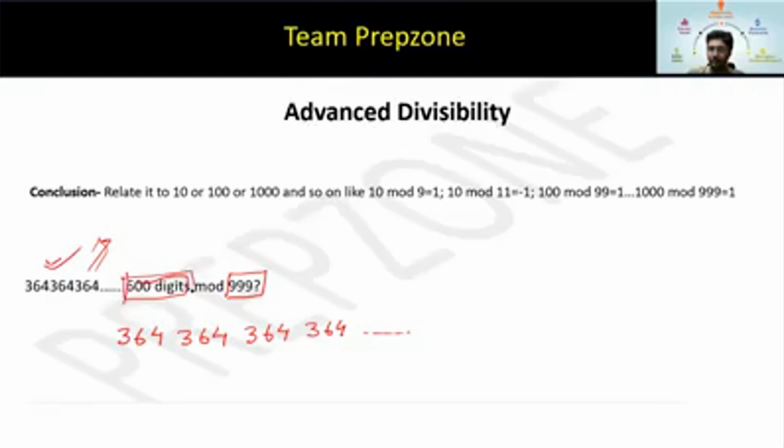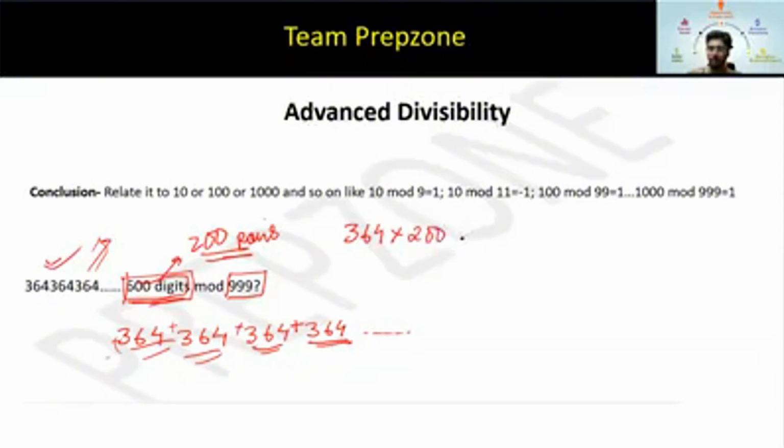So how many digits are there? There are 600 digits. So how many pairs? 200 pairs will be formed, right? What I will do is 364 plus 364 plus 364 plus 364 and so on, right? So the question becomes 364 into 200 mod 999. I hope this is clear to everyone. For the current standards that we are on, multiply it and take out the answer. Once we have learned about remainder theorems, then you need not multiply it.